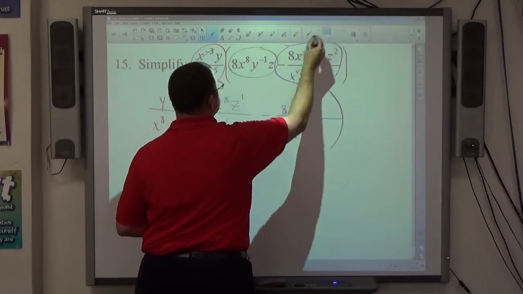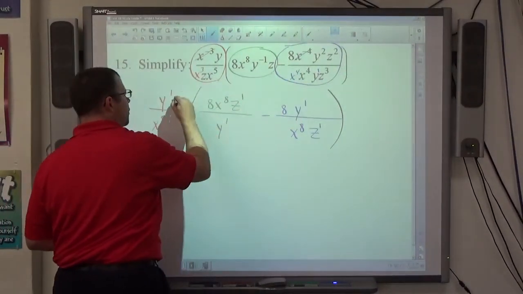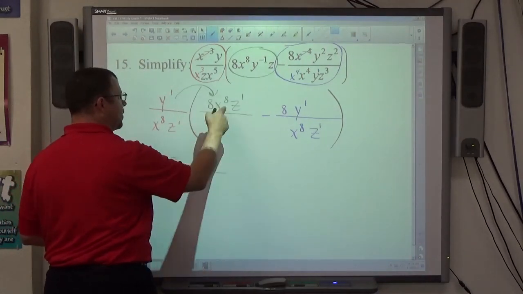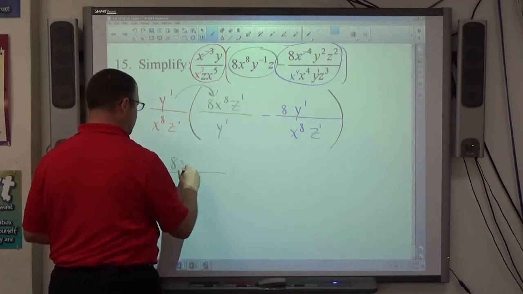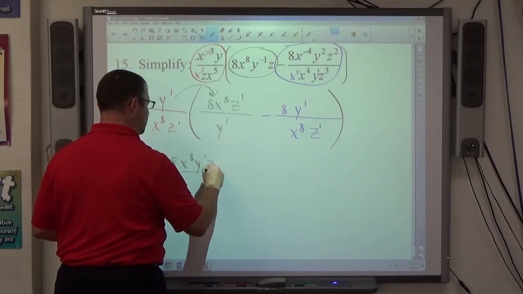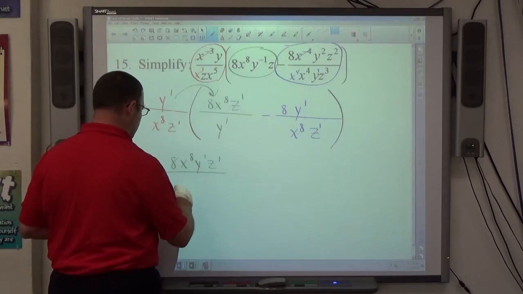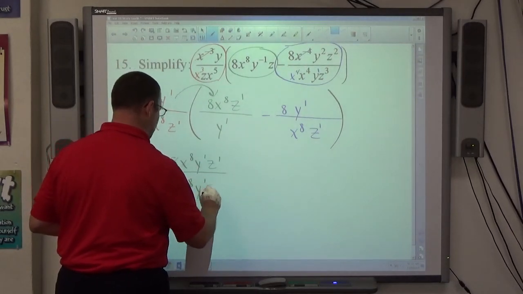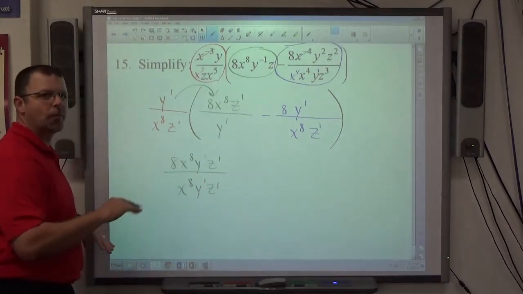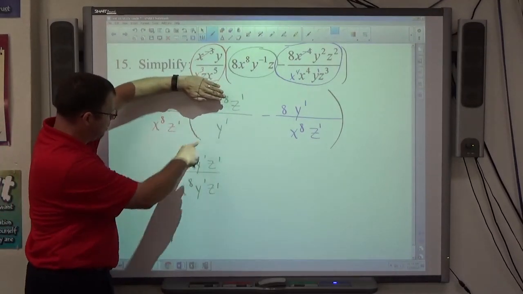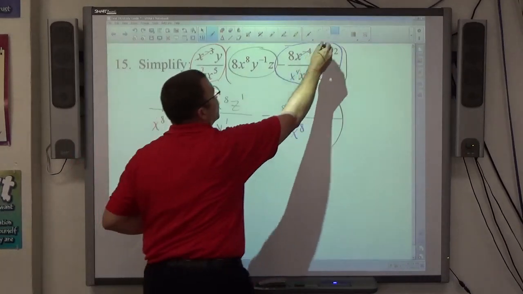Then multiply. So if I do the red times the green, on top, I have 8 times x to the 8th, y first, z first, so nothing happens to those letters, you just get them all stuck together. On the bottom, I've got x times z times y, again they're all different, so x to the 8th, y to the first, z to the first. I know things cancel, don't worry about that right now, just get the answer. So top times top, get what you get, bottom times bottom, get what you get. Move on to the next multiplication.